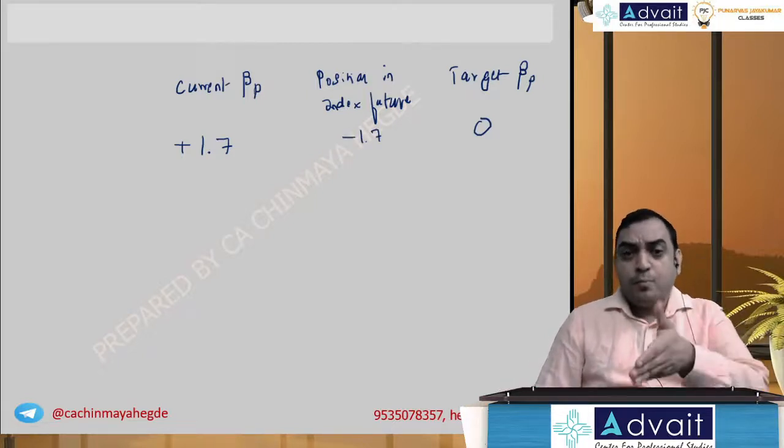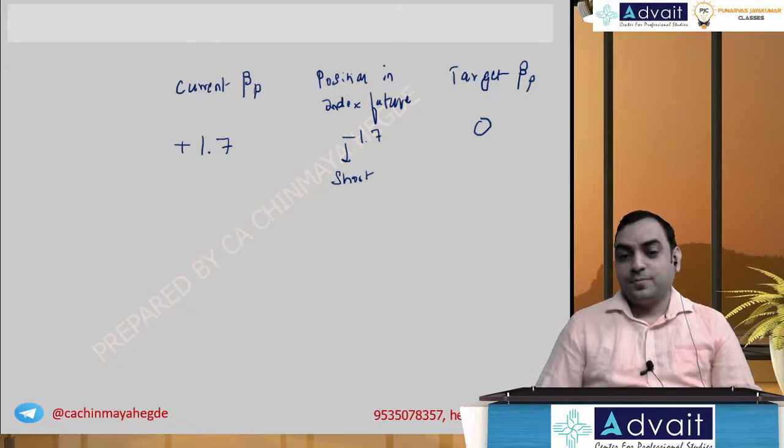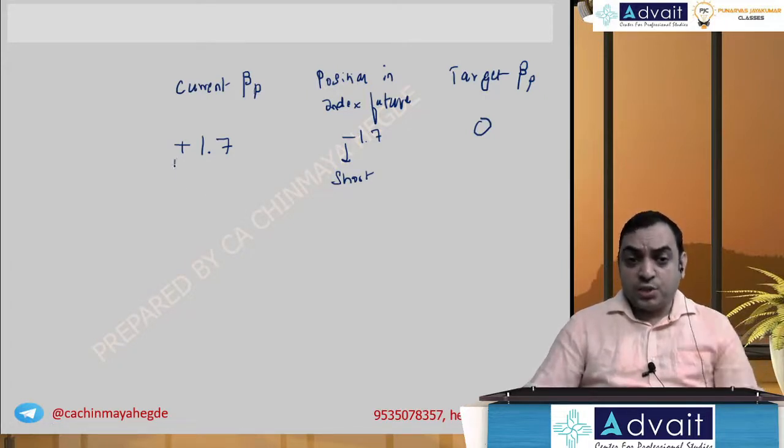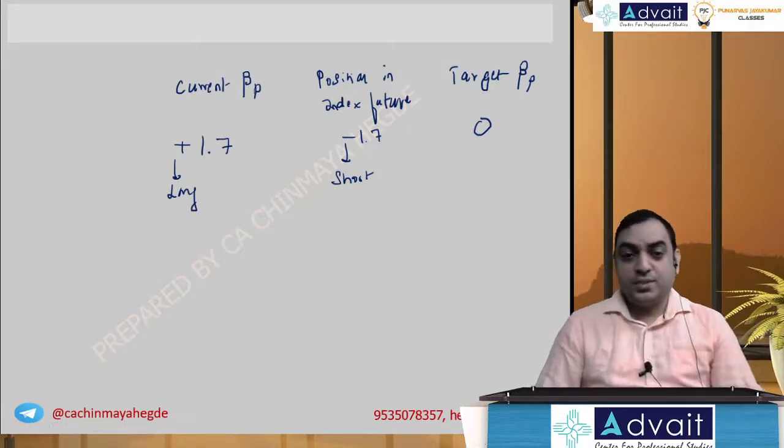Plus 1.7 minus 1.7 becomes 0. This minus what? It means you should do short. So if I take a long position in the portfolio, I take a short position in index futures so that it all becomes 0.